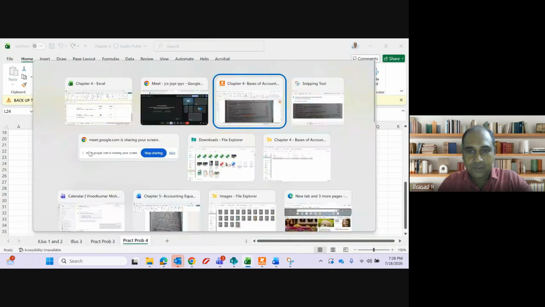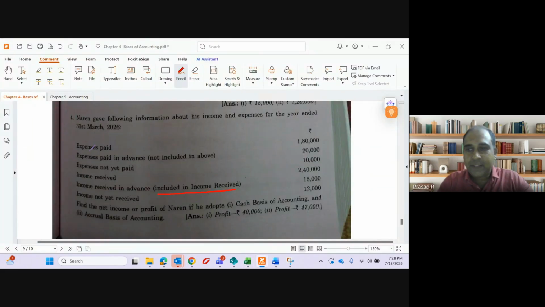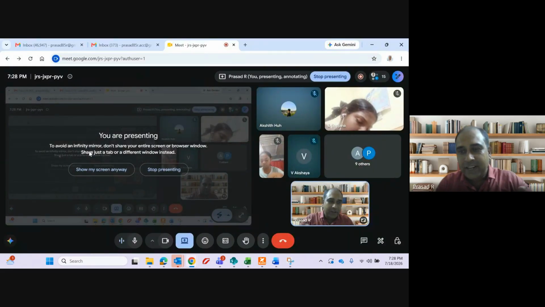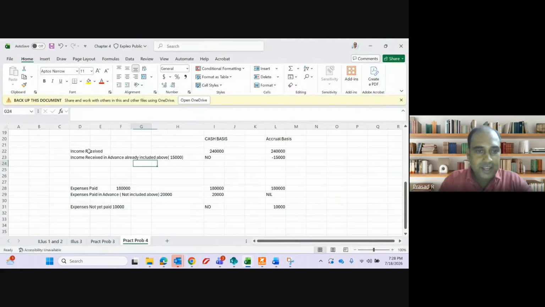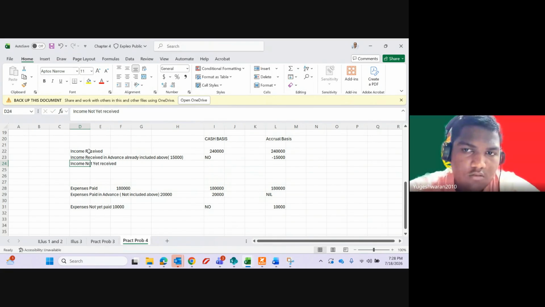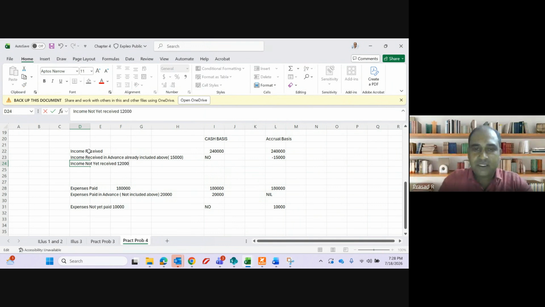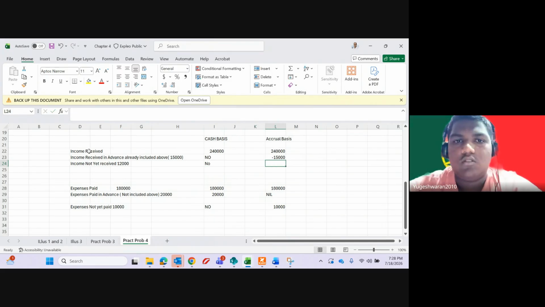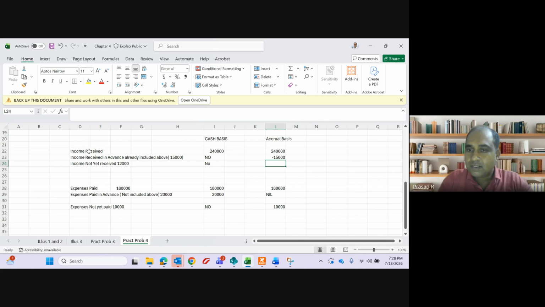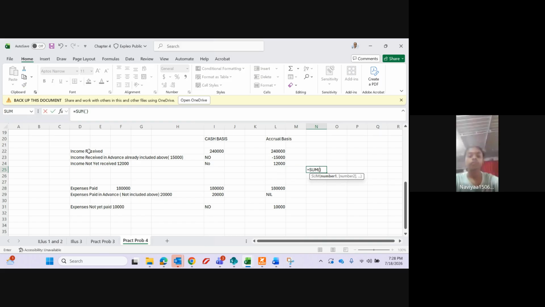Next line item. Income not yet received. If income is not yet received, in cash basis, we don't have to consider. Income not yet received is how much? 12,000. In cash basis, should I consider? No, sir. But in accrual basis, shall we consider? Yes, sir.